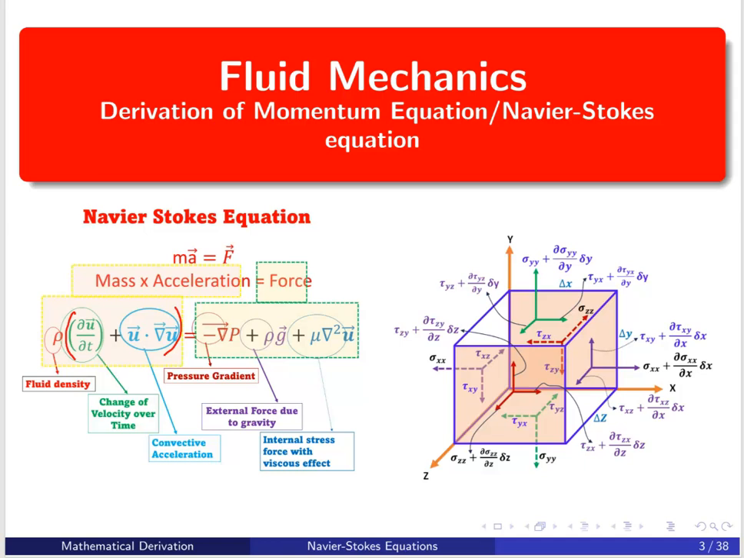Today I am going to talk about the derivation of the momentum equation, or Navier-Stokes equation. The Navier-Stokes equation is based on Newton's second law of motion: ma = F, where m is mass, a is acceleration, and F is force. Here is the Navier-Stokes equation, and I'll derive it. The left hand side is mass times acceleration, and the right hand side is the sum of all forces acting on the control volume, or fluid particle.